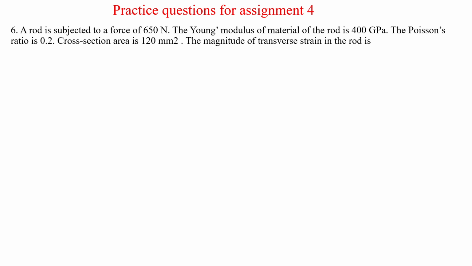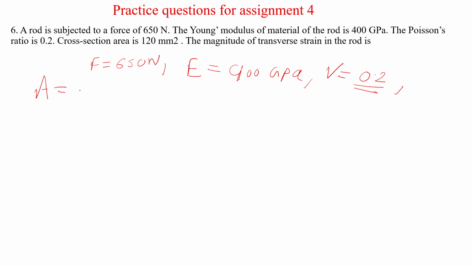Now see. The rod is subjected to a force 650 Newton. Okay, the force given is 650 Newton. The Young modulus E is 400 gigapascal. The Poisson ratio, which is mu, is 0.2. Right? Cross sectional area, which is A, is given 120 mm square. Find the magnitude of transverse strain. Transverse strain means epsilon t, right?